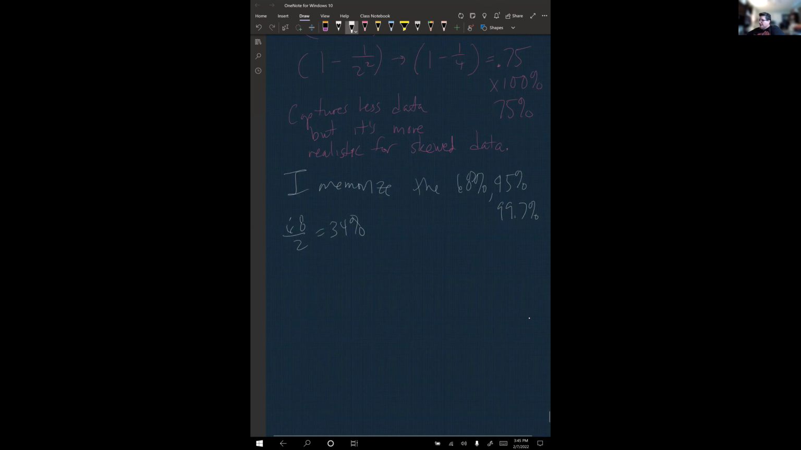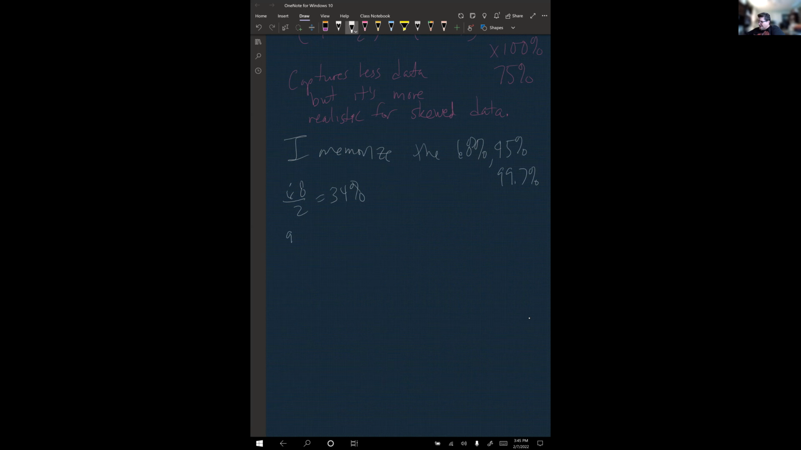And then for the next two out, I have 95 minus the 68 to represent the next two out. That's 27. And if I divide 27 by 2, I get 13.5. And then in the 2 to 3 deviation range, that's going from 99.7% to 95%. 99.7 minus 95 is 4.7. If I divide that by 2, I get 2.35%.